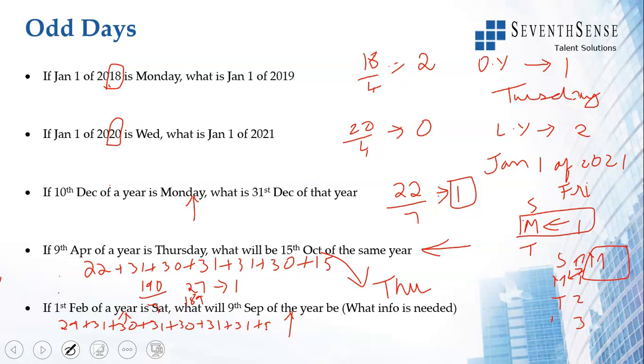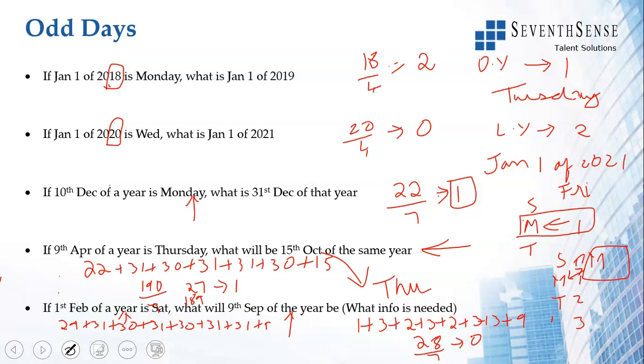So 1st Feb, since it is a leap year, Feb has 1 odd day, March has 3, April has 2. How do you get 2? 30 days of April by 7, 2 is the remainder. May has 3, June has 2, July has 3, August has 3, and September, you can't take as 2 because we want only until 9 September. So you add 9 days of September. This would be easier to add, right? 4 plus 2, 6, 6 plus 3, 9, 11, 14, 17, 28, divided by 7, leaves no remainder.